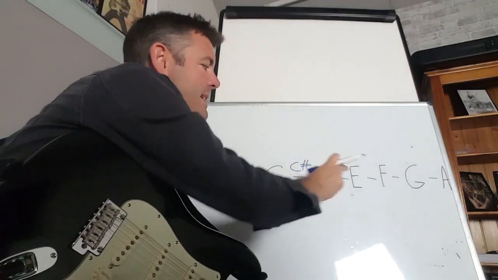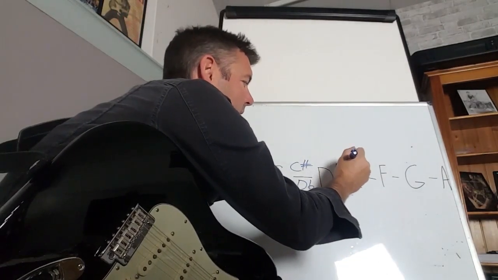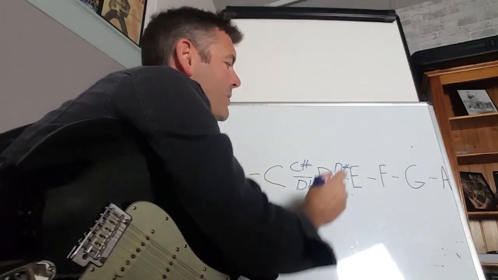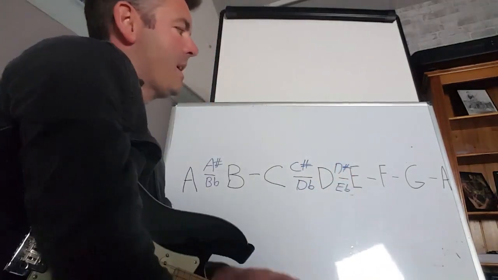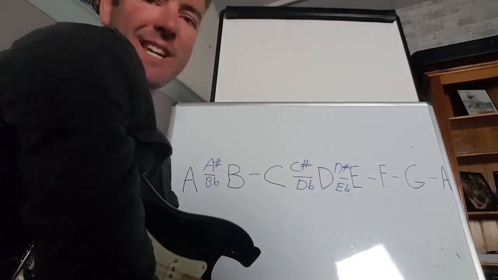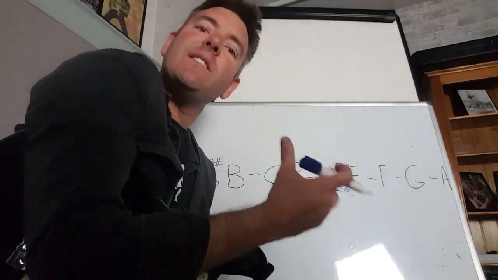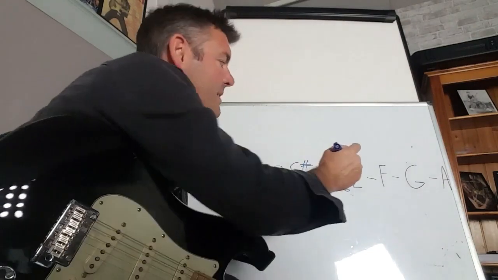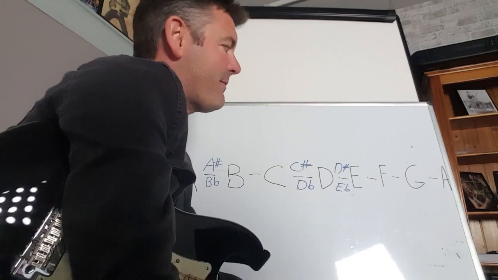In between D and E, we have D sharp, which also could be called E flat. Let's move on. Hope this is making sense. In between E and F, it's a bit like B and C. There is no note in between E and F. So E and F has nothing in between it. E goes straight to F.